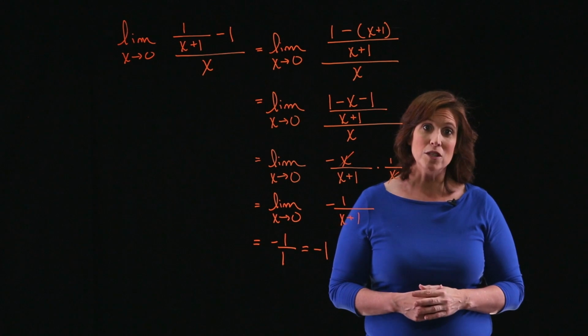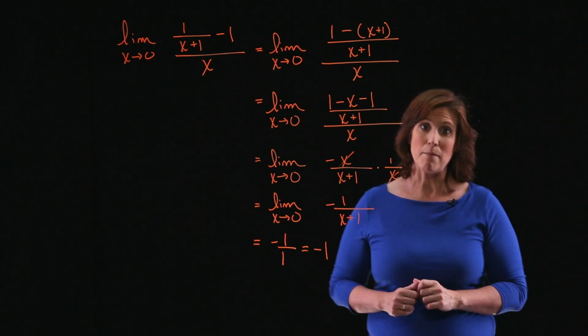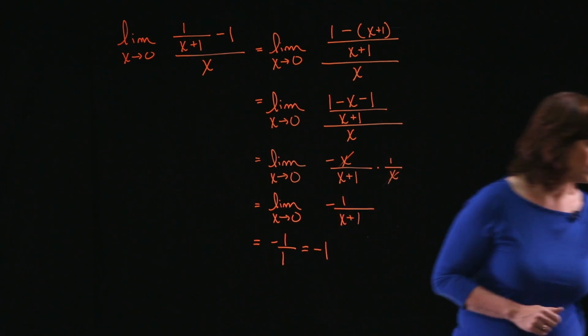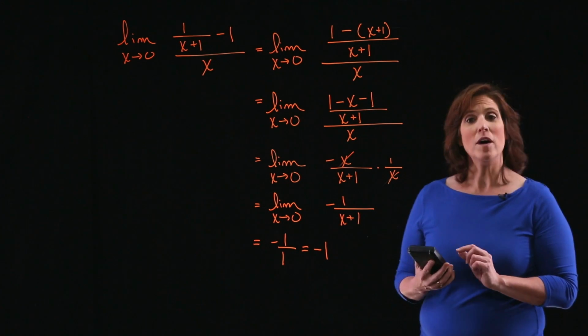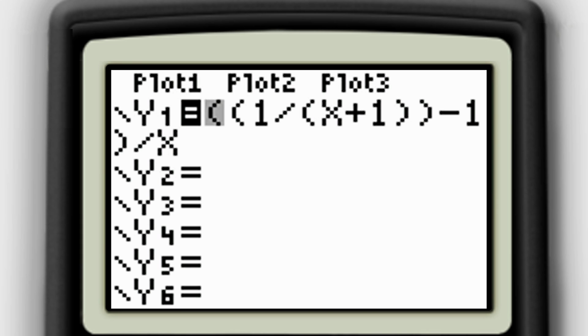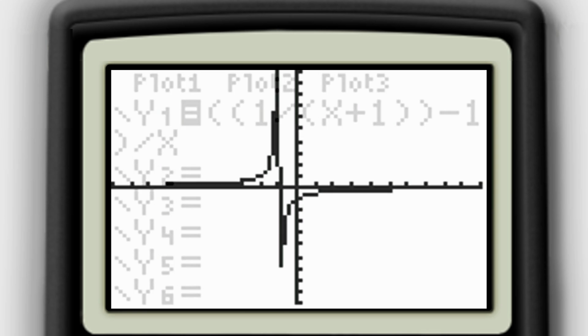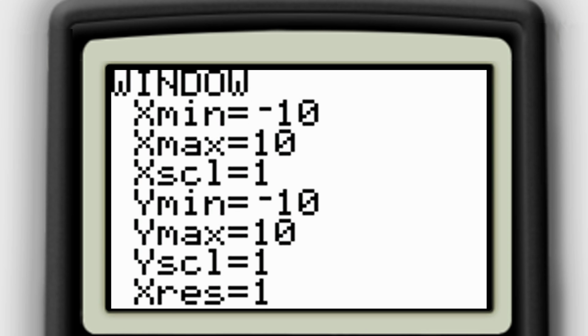All right, so now we're going to use a graphing utility to verify my result. What you want to do is enter the function 1 over x plus 1 minus 1, all over x, and then graph it. Now, it would be helpful to use a window of minus 5 to 5 on the x-axis and minus 5 to 5 on the y-axis as well.